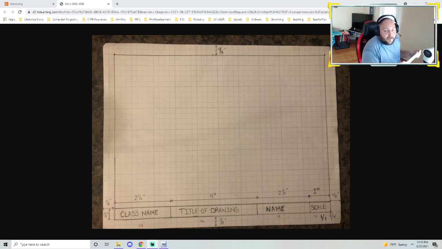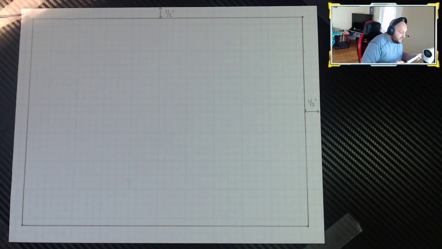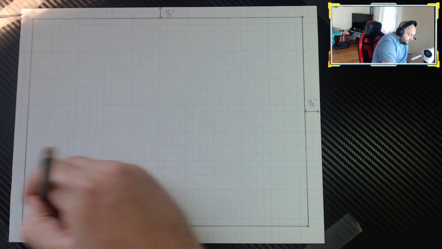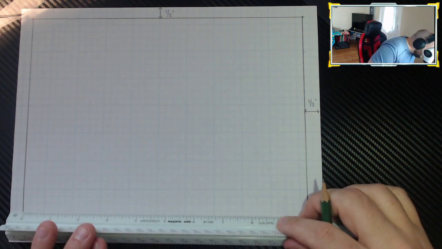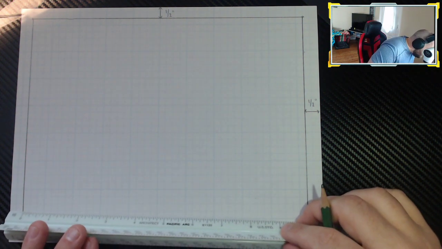The next thing we need to do is actually draw these 4 separate areas. The first box is 2.5 inches in, the second one is an additional 4, then 2.5, and then 1. So 2.5, 4, 2.5, 1. We're going to go to our sheet and let's mark it first. Always mark before you draw. I want to go 2.5 in. Again, I could measure or count, just to prove to you.